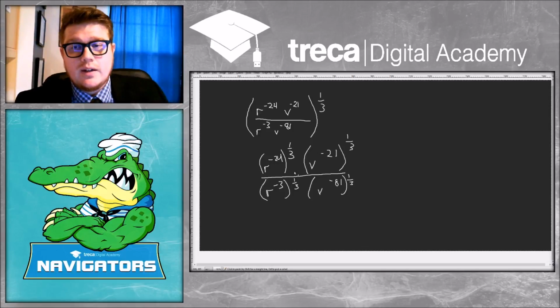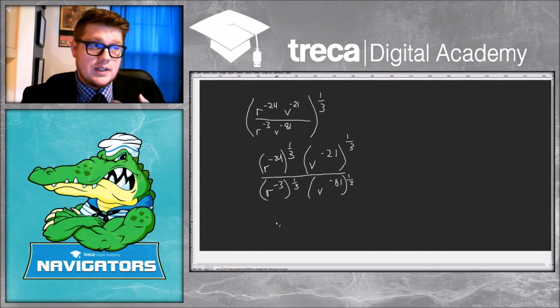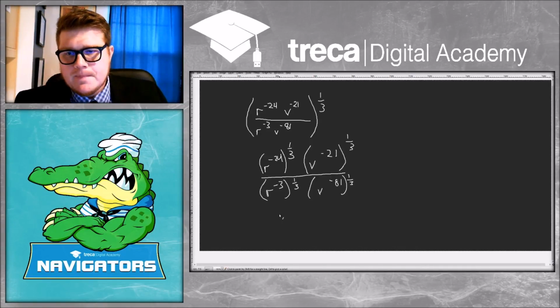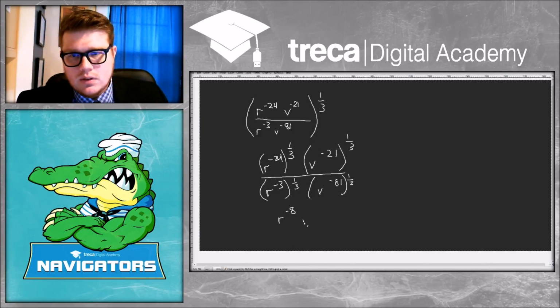And so we have r to the negative 24th. So we have negative 24 times 1/3. And 1/3 of negative 24 is negative 8. Negative 8, negative 16, negative 24. So we have r to the negative 8th. If you don't know, you can also look at this as a division problem. Negative 24 divided by 3. And that's probably the easier way to think about it.